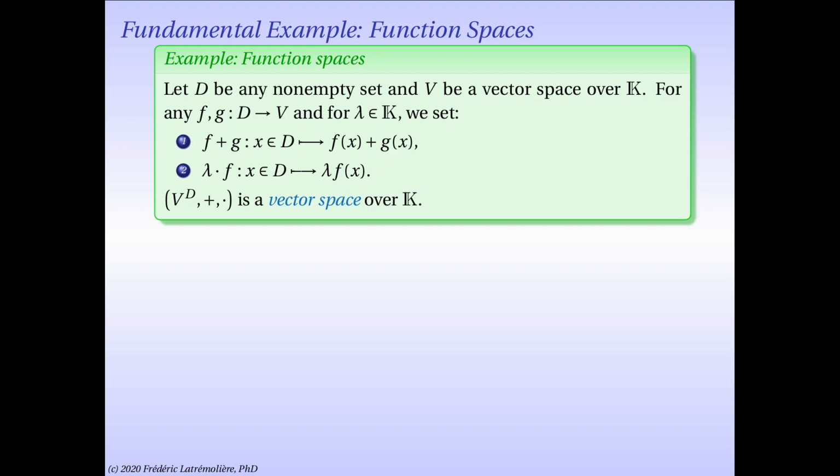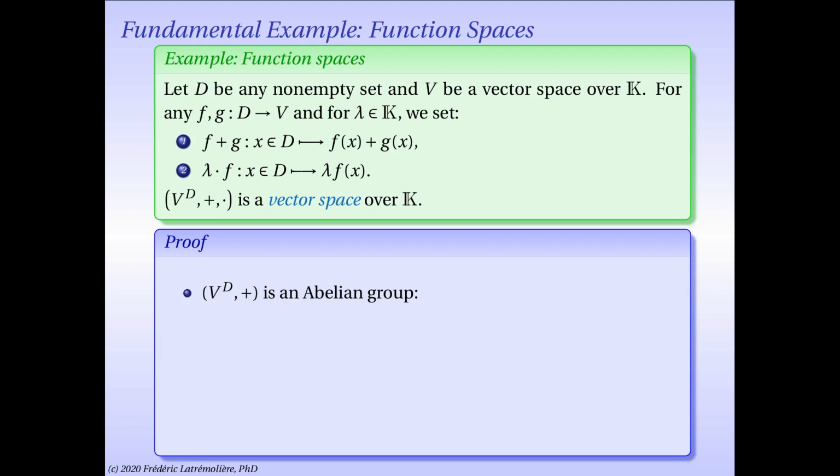Similarly, for any scalar lambda and any function from D to V, I can define lambda times that function by multiplying, for every x, the image of x by that function, which is a vector in V, by the scalar lambda. This is well defined as V is a vector space over K. I claim that the set of functions from D to V with the addition and the scalar multiplication is indeed a vector space over K. Let's prove that. First, the set of functions from D to V with the addition is an abelian group.